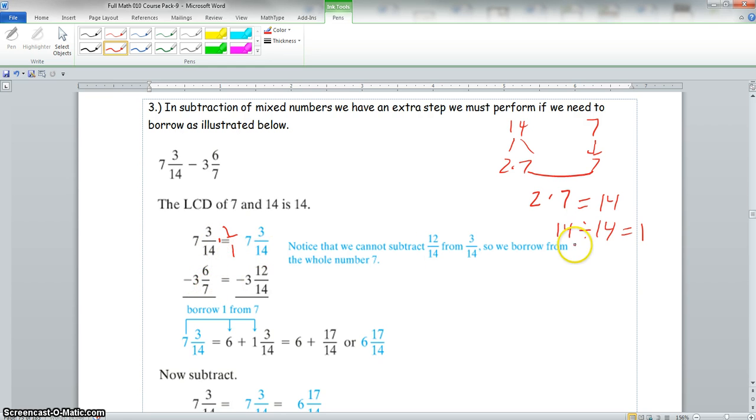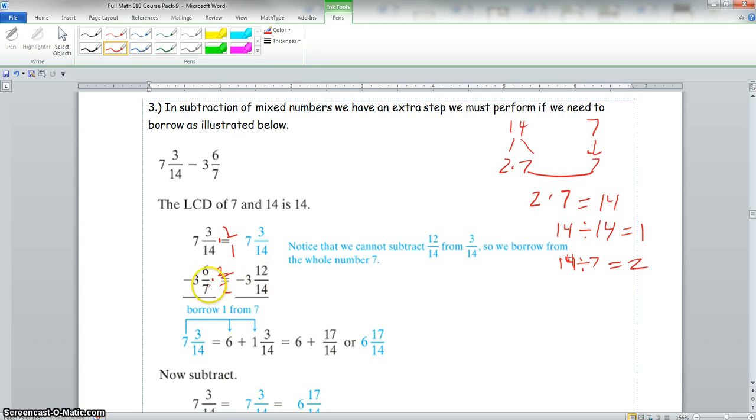Now we go down here to the second fraction. Now we take the new denominator divided by the original. So we will have 14 divided by 7, which gives us 2. So we need to multiply this numerator and denominator by 2.